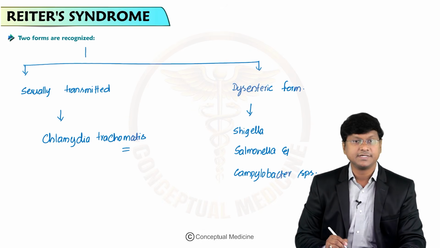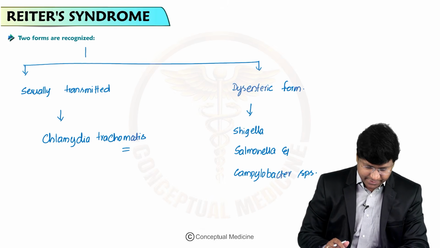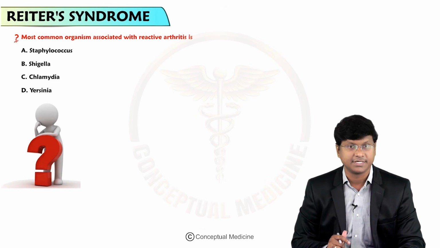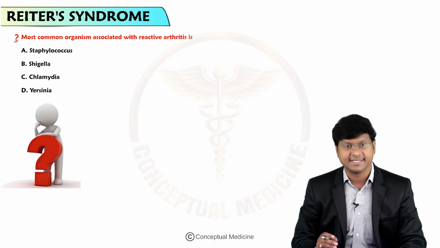Alright, so this is the dysenteric form. So these are the two forms. Now in these individuals, which is the most common organism associated with reactive arthritis? The options are Staphylococcus, Shigella, Chlamydia and Yersinia.